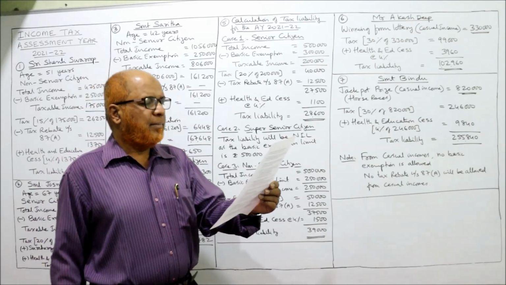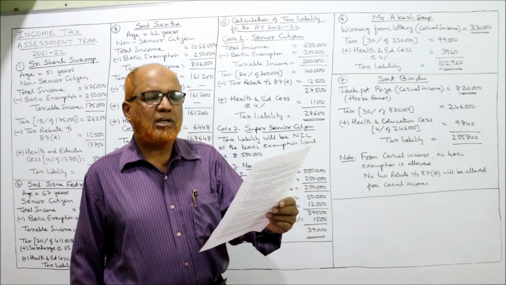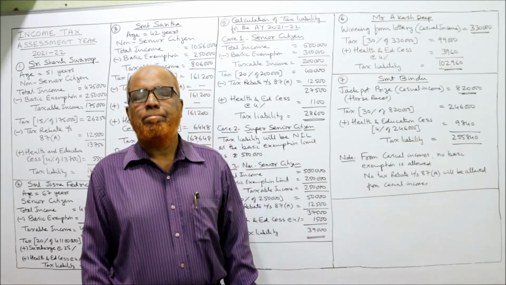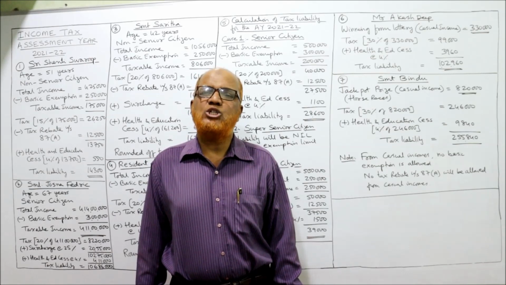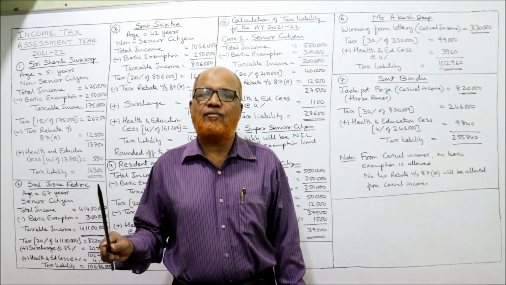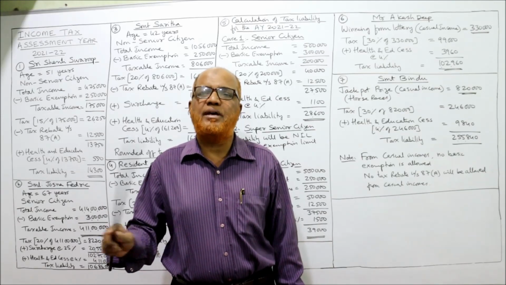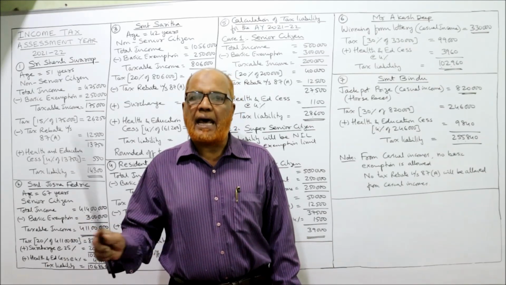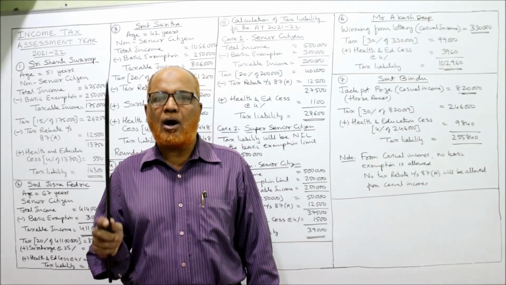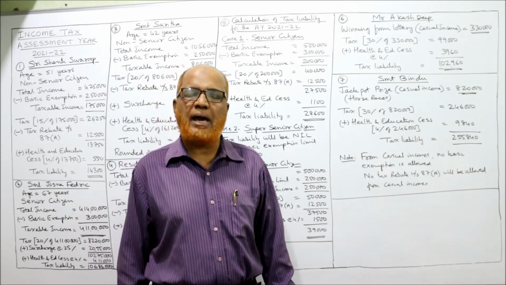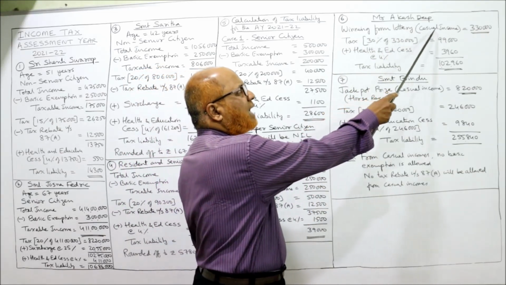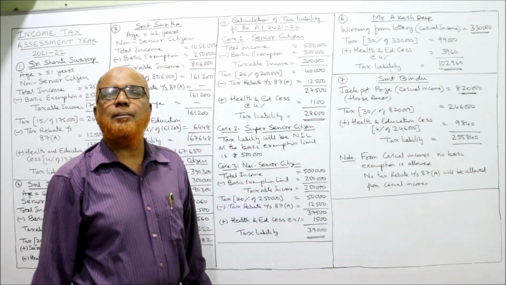Now, 6th one. Mr. Akash Deep won a lottery prize of 3,30,000 and is not having any other income. Winning from lottery is a casual income. On this casual income, there is a flat rate of tax of 30%, no basic exemption, no tax rebate. For casual income, no basic exemption will be allowed, no tax rebate under section 87A will be allowed. 30% straight tax. So here, winning from lottery is a casual income, 3,30,000. 30% is the rate of tax.